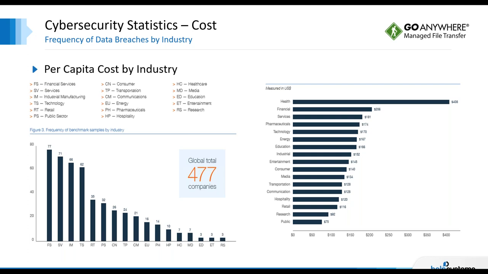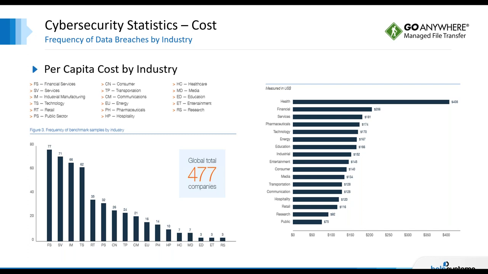The first one on the left, the bottom left graph there, goes through the frequency of samples by industry. I don't think it's a huge surprise to most folks, but financial services is getting hit the most, with services and industrial manufacturing behind that. But the other one to point out, way down the list, the fifth one from the bottom, is healthcare.